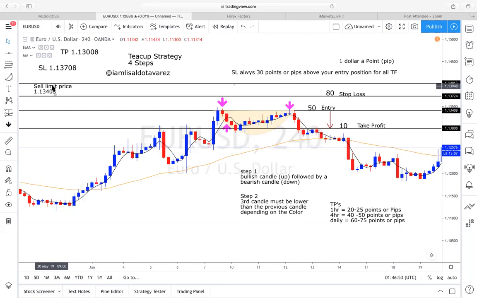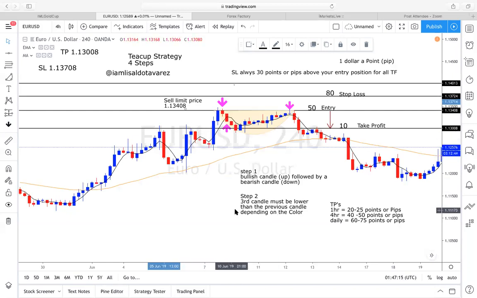Here's what I do. I don't do nothing else but this easy strategy, and the other one I'm about to show you that's even easier. It's always a sell limit. It's always a sell. So this is the original price, right? How much for a day time? It's right here, 60 to 75 points or pips.